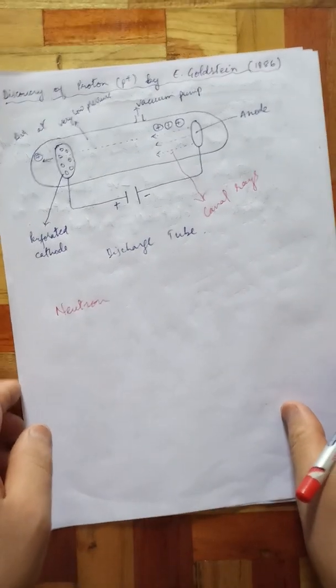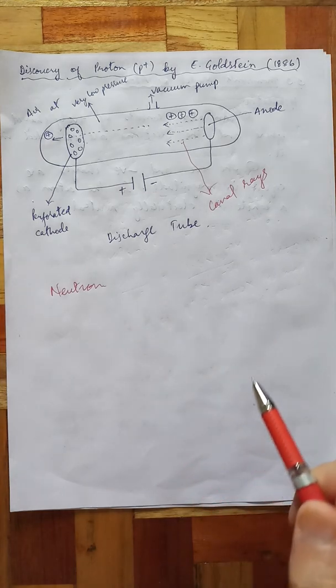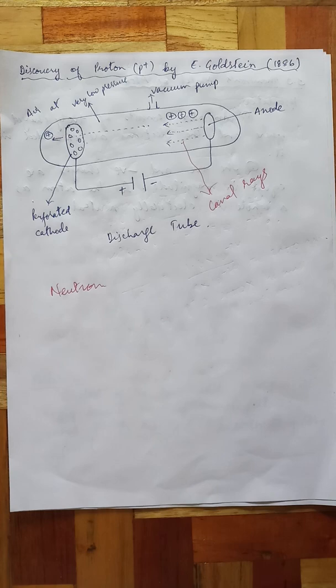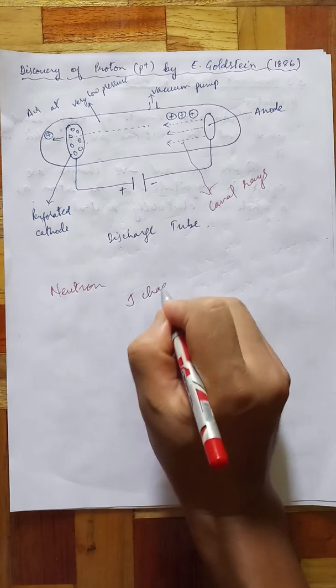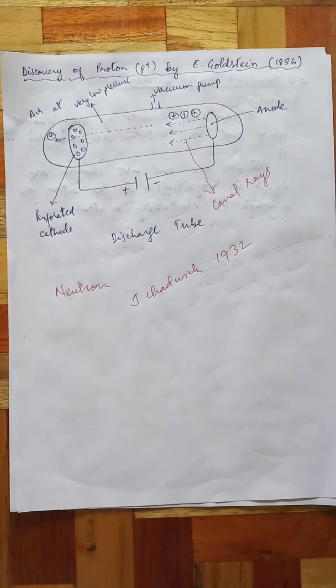Both electron and proton were discovered in the late 1800s, and the neutron was discovered after a long gap. In 1932, J. Chadwick discovered another subatomic particle which had no charge and a mass nearly equal to that of the proton. The mass of this neutron is almost equal to the mass of the proton, as I have already stated earlier.